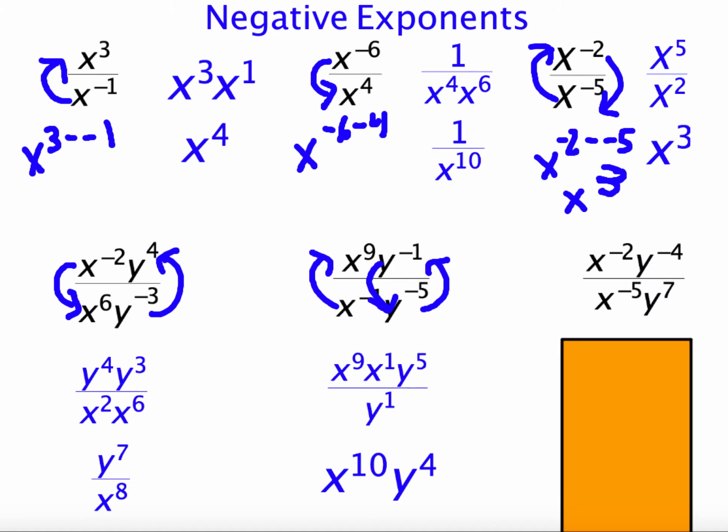Last problem in this section. Okay, x to the negative 2, y to the negative 5 divided by x to the negative 5, y to the 7th. Press pause.